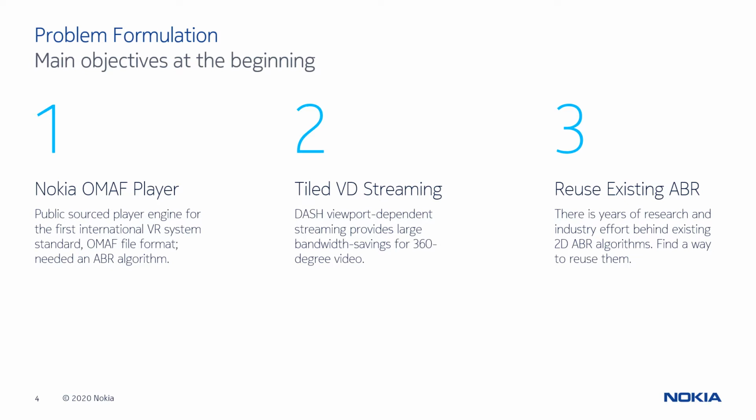We started with trying to build an ABR algorithm for the Nokia OMAF player. This is a publicly sourced player engine for the MPEG OMAF standard for 360-degree video. We decided to use tiled viewport dependent streaming, so a higher quality viewport and lower quality tiles for the non-viewport. The reason is a significant amount of bandwidth savings using the tiled viewport dependent streaming.